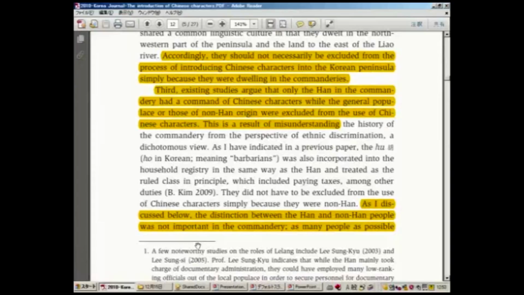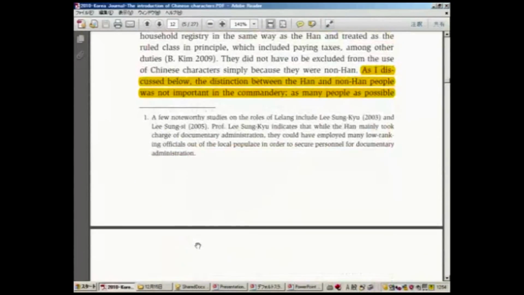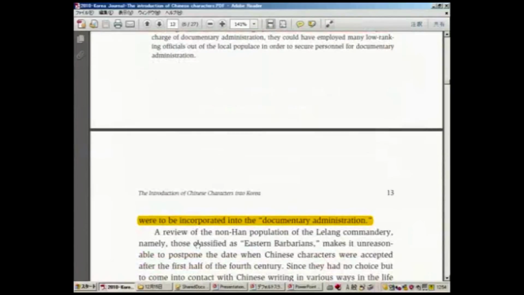dwelling in the commentaries. And the third point that I'd like to criticize is that the existing studies argue that only the Han people in the commentaries had the command of Chinese characters, while the other people, the non-Han general populace, were excluded from the use of Chinese characters. But I think this is the result of misunderstanding. As I discussed below, the distinction between the Han and the non-Han people was not important in the commentary. As many people as possible were to be incorporated into the commentary administration.